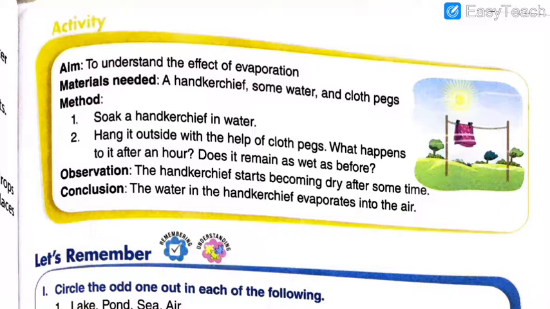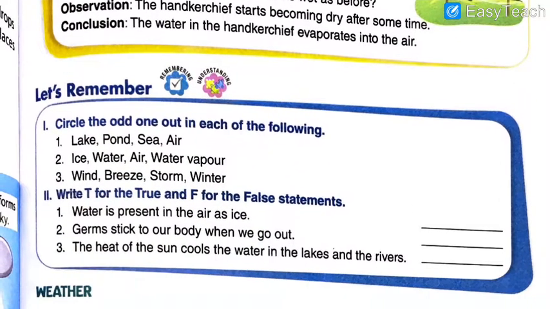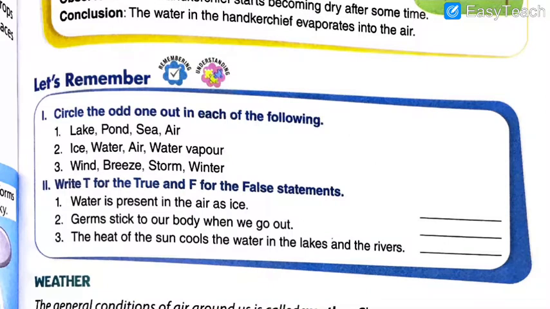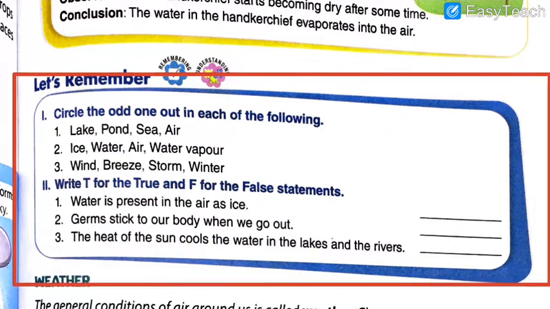So, what happens to it after an hour? Does it remain as wet as before? No, it will not remain as wet as it was when you just soaked the handkerchief in the water. It will become dry. The observation is that the handkerchief starts becoming dry after some time. So the conclusion is that the water in the handkerchief evaporates into the air.